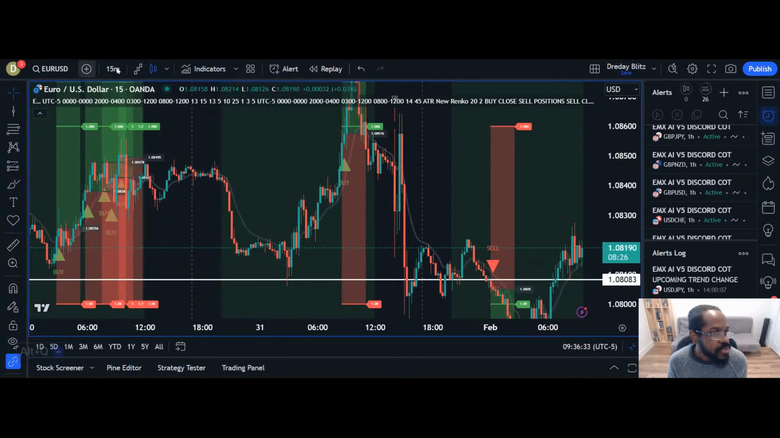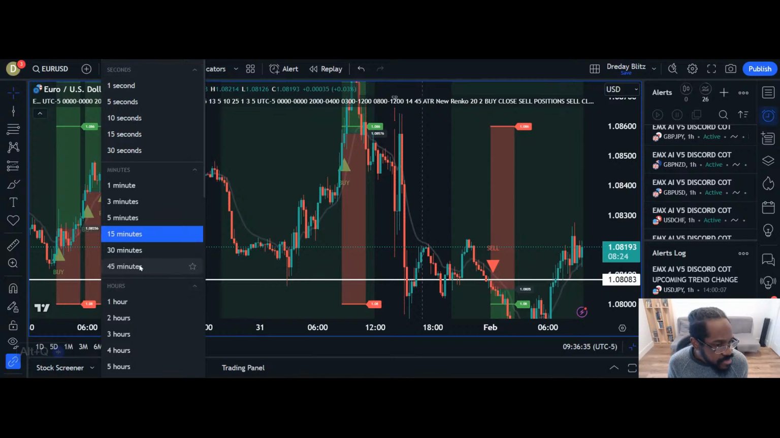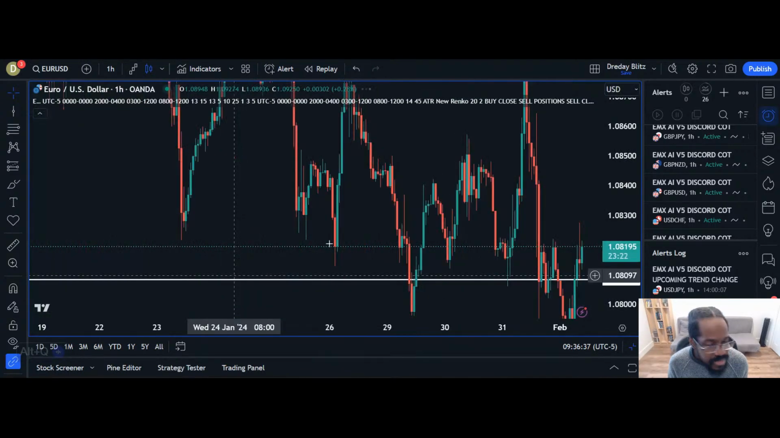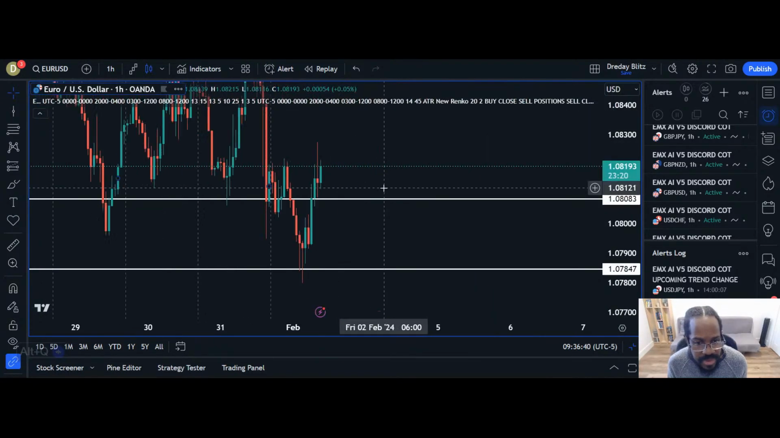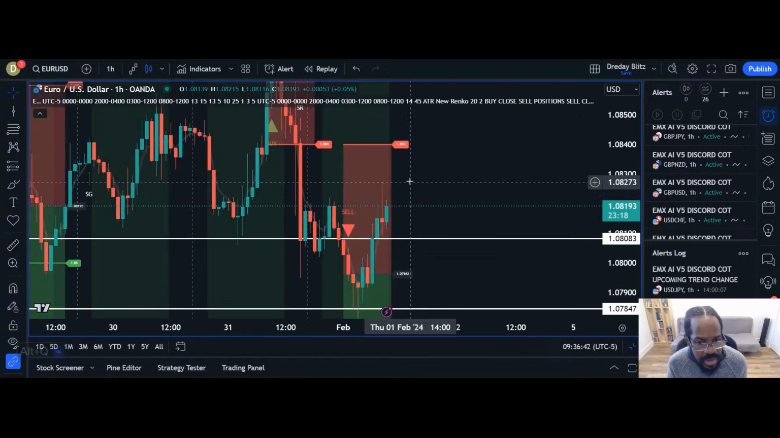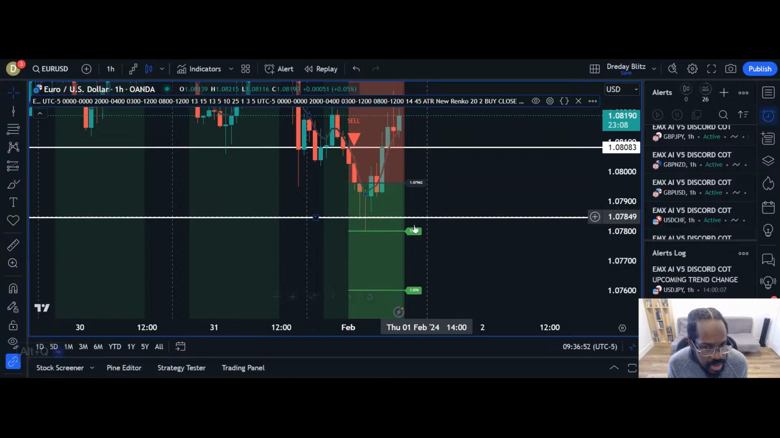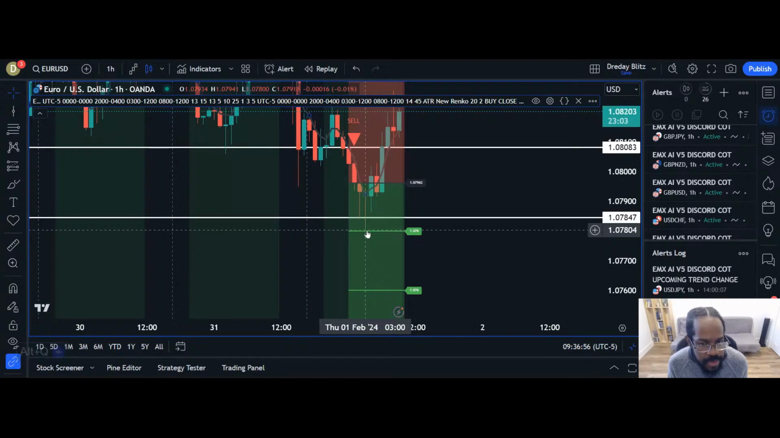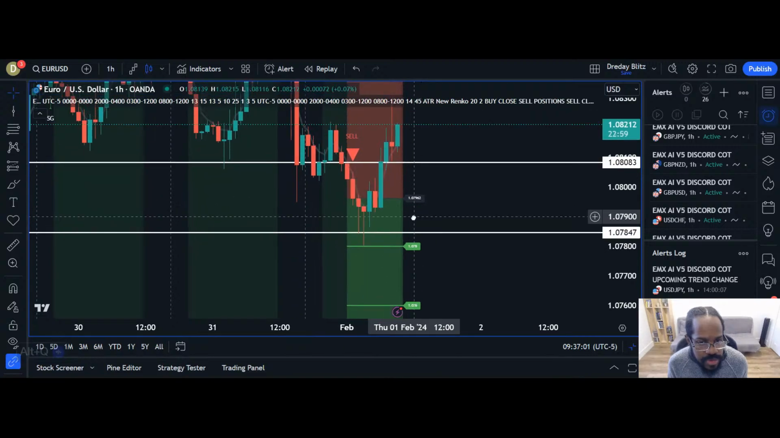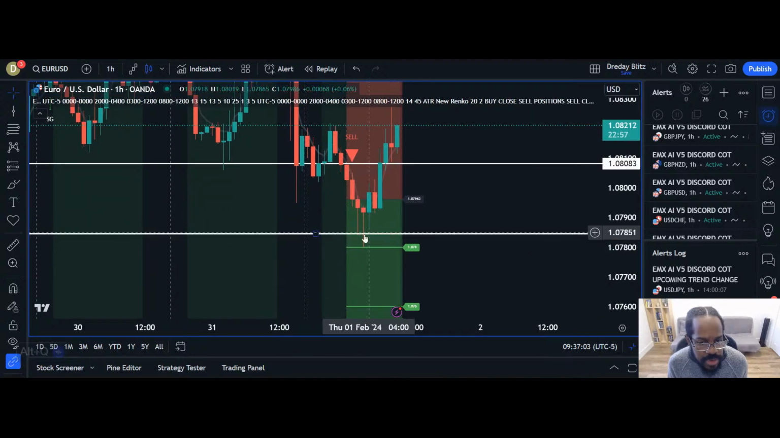If we look at the 1 hour, we did have a sell on the 1 hour. My TP was that region here. That's exactly what I was looking for. As you can see, it tapped that TP1 right here and started to reverse, so that would be my exit point.